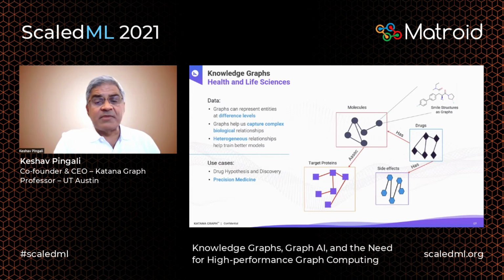And then the edges, by having heterogeneous edges, help us capture complex biological relationships of different kinds, again, at different levels of abstraction if needed. And so ultimately, all of this information that is there in the graph helps you to train better models for things like drug hypothesis generation and precision medicine.